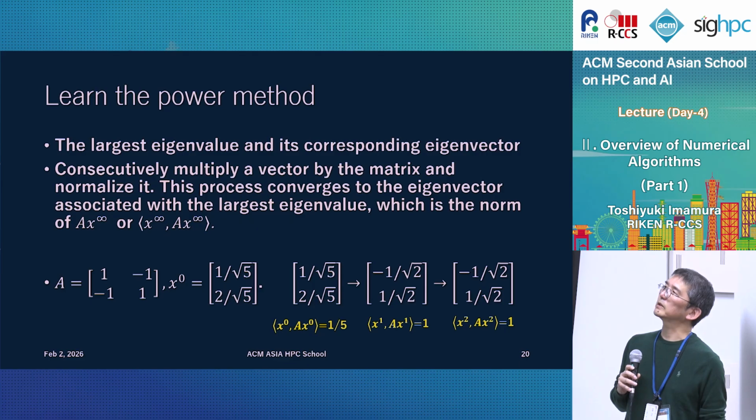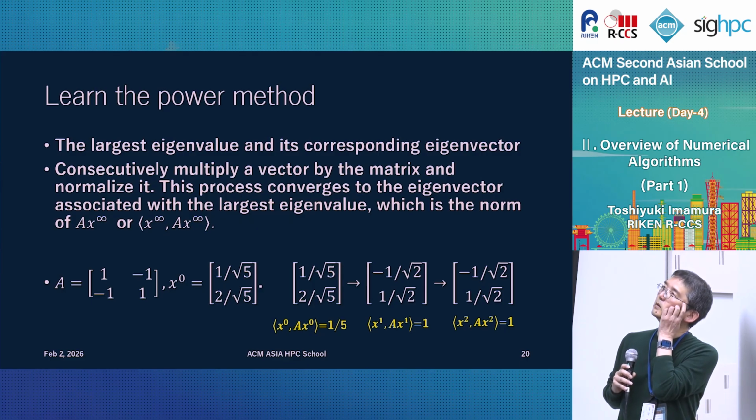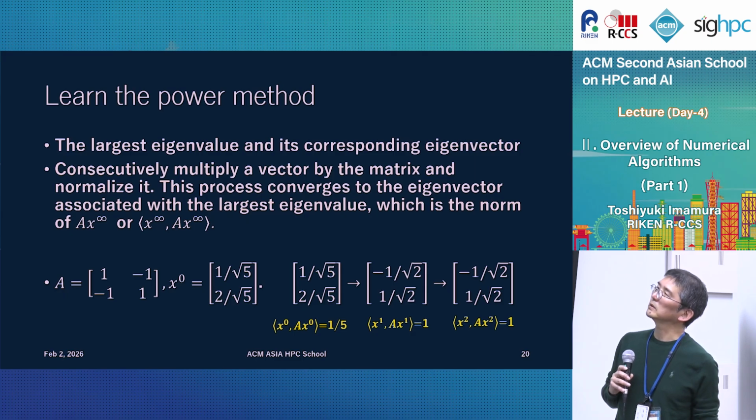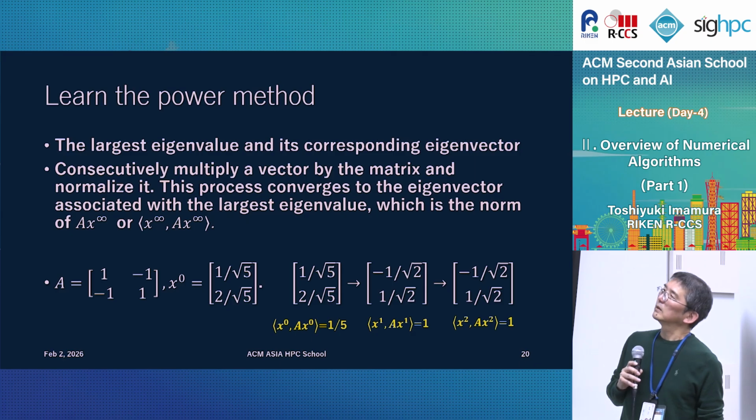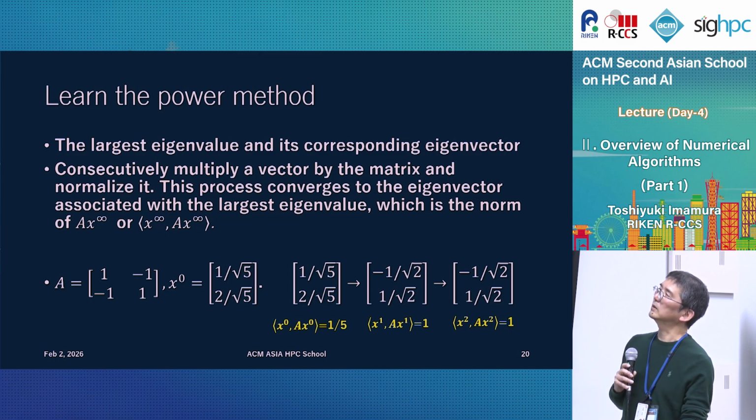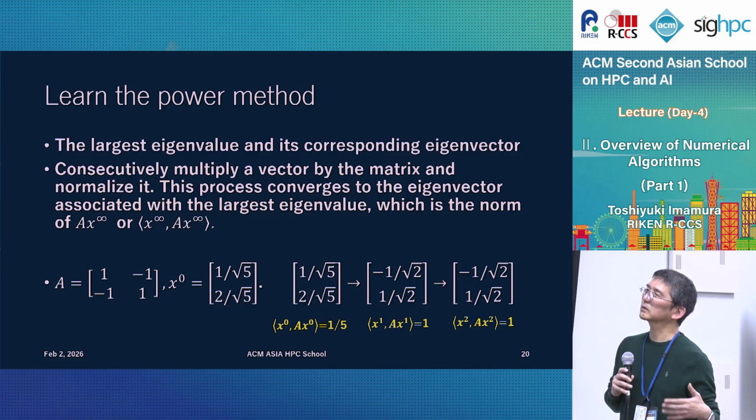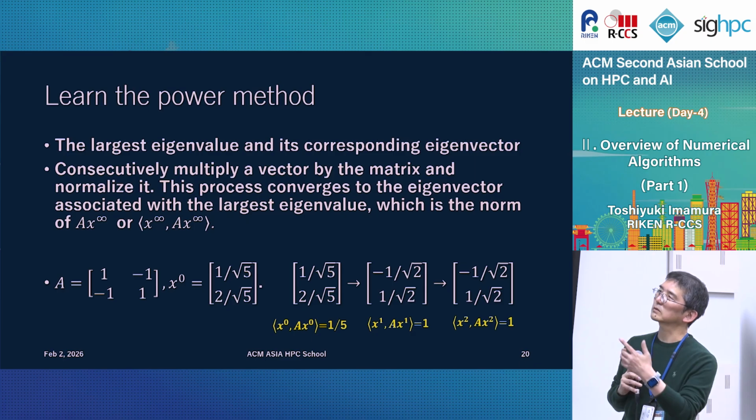Okay, so first, a very basic algorithm, the power method. We use this algorithm for solving the largest eigenvalue and its corresponding eigenvector pair. This algorithm is very, very easy. Just multiply the matrix by a vector many times. Of course, we need to introduce several additional operations, like normalization.